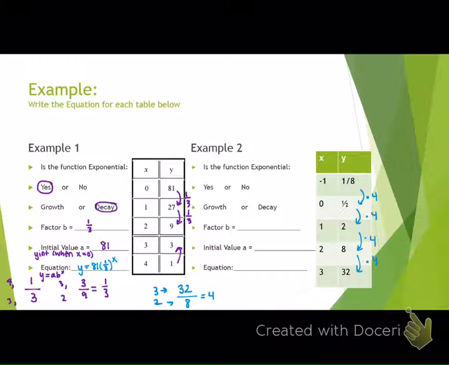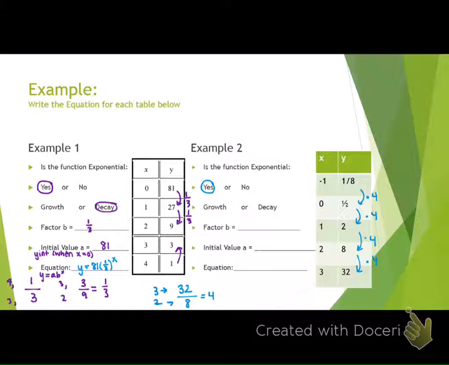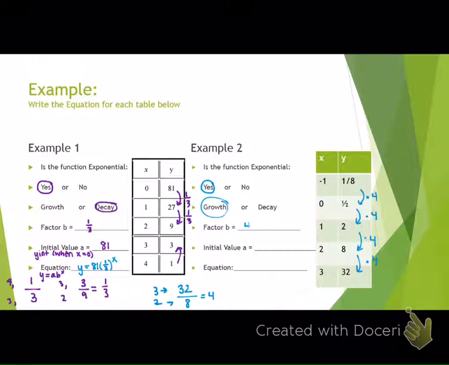So we did say it was exponential because it's multiplying by the same thing each time. So Jacqueline, is that growth or decay? It's growth because your factor is 4, which is greater than 1.